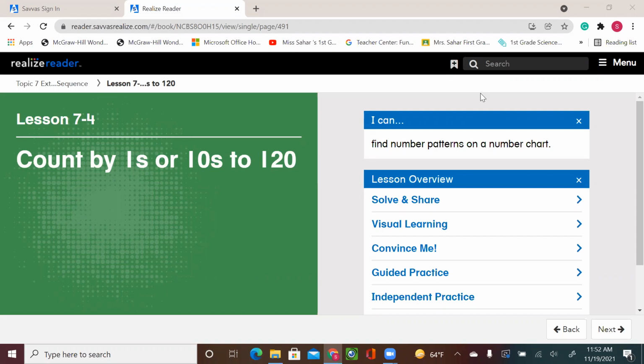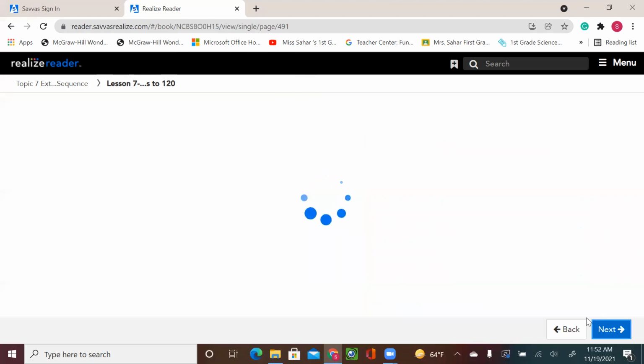Then after that, we learned how to count by ones. So we're adding 1, so we know that 100, 101, 102, 103. Then we used the 100 chart. Today we're gonna count by ones or tens to 120. So please get your book ready and let's start.